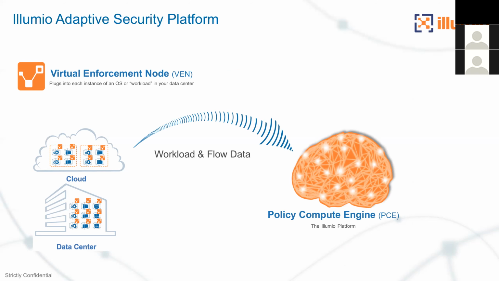So essentially, what this agent will do is send data to the policy compute engine. That's the second piece of software, called the PCE. It's essentially the management console. It's the brains of the operation. The VEN is going to collect information like: what operating system am I running? What are my IP addresses? And what connections am I making?